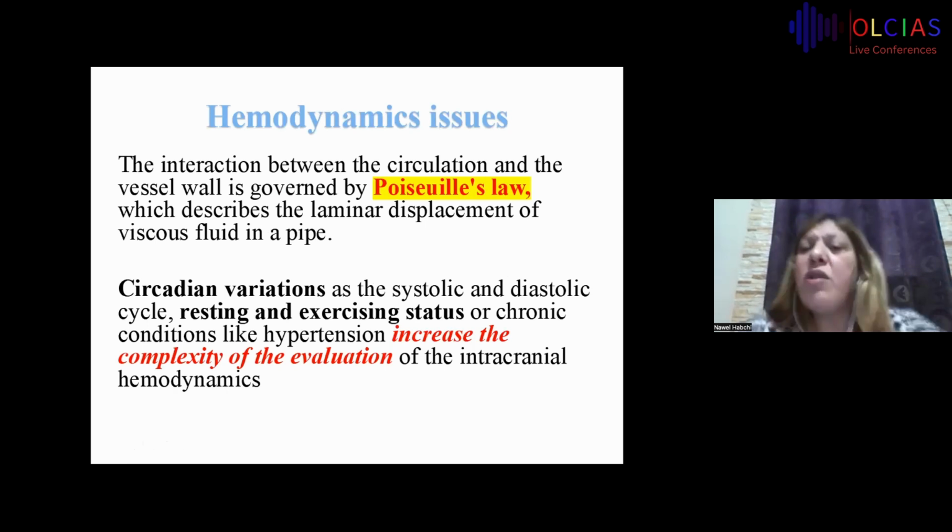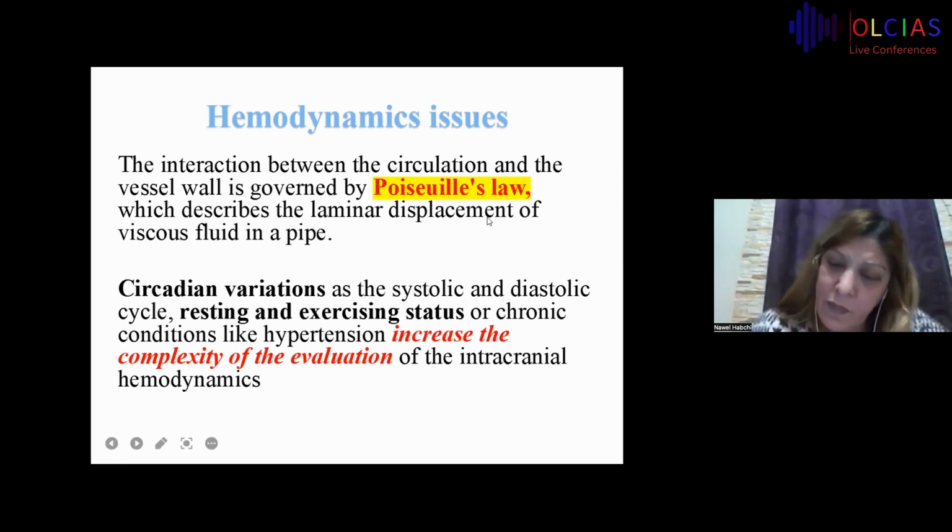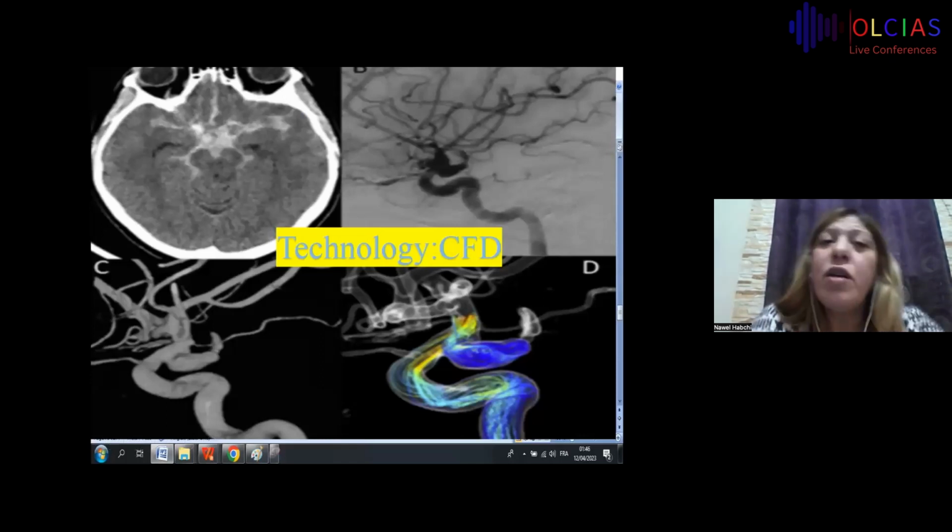The interaction between the circulation and the vessel wall is governed by one law named Poiseuille's law. This law describes the laminar displacement of viscous fluid in a pipe. And in the case of our study, we have some hemodynamic issues. The hemodynamic issues are the circadian variation and also the chronic condition. The circadian variation has a systolic and diastolic cycle, and the chronic condition is like hypertension. All these conditions increase the complexity of the evaluation of intracranial hemodynamics. These are the hemodynamic issues. Now we pass to the technology applied in medical practice.